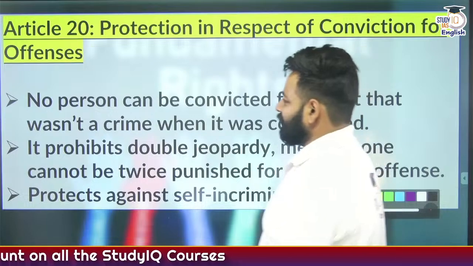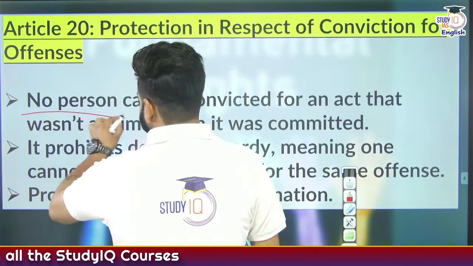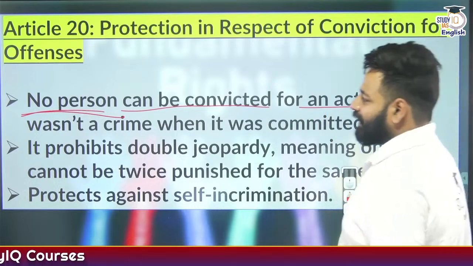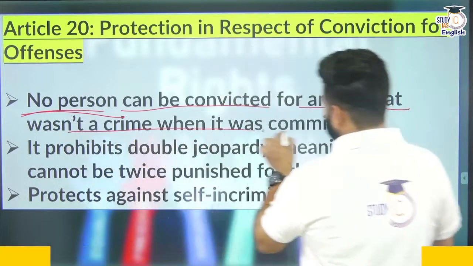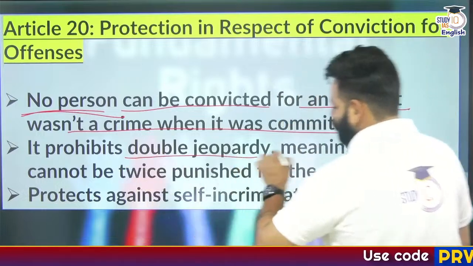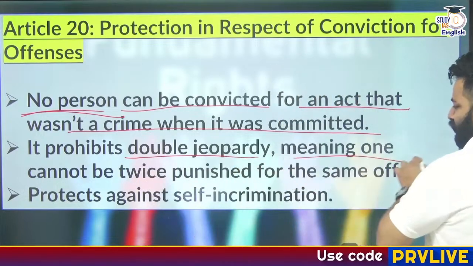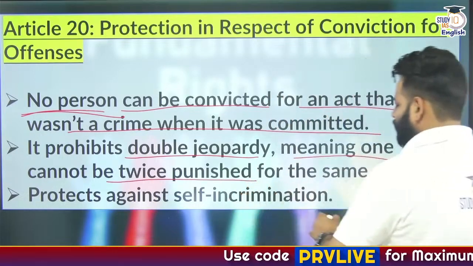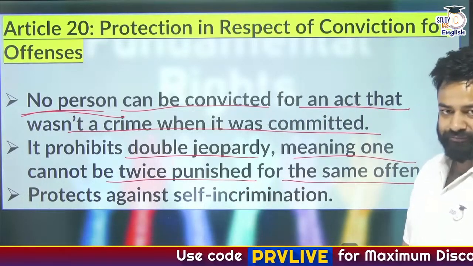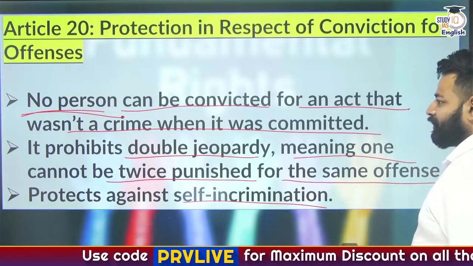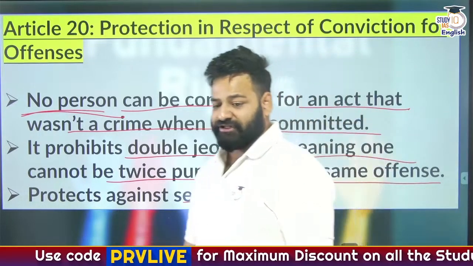So as you can see here, no person can be convicted for an act that wasn't a crime when it was committed. It prohibits double jeopardy, meaning one cannot be punished twice for the same offense, and it also protects against self-incrimination. Okay, this is Article 20.